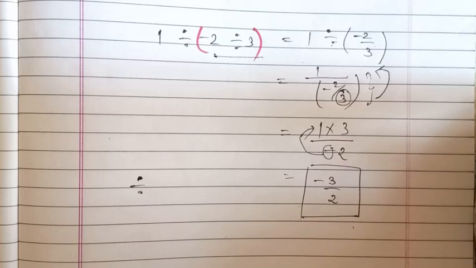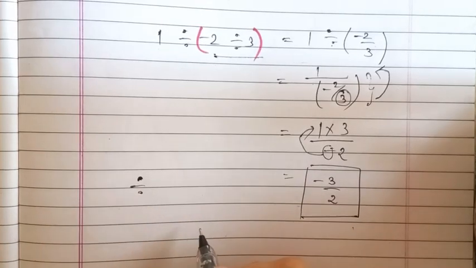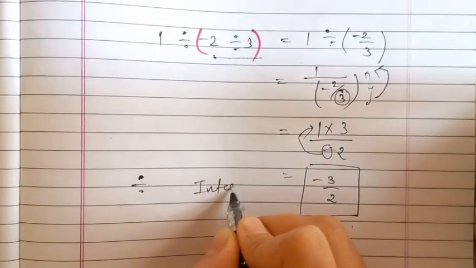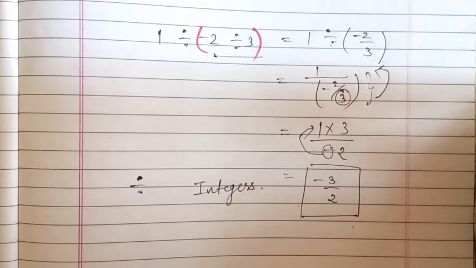So this is for whole numbers. We checked the associative property for whole numbers. In the next video we will check the associative property for integers, and we will get the same result: addition and multiplication are associative for integers, but subtraction and division are not associative.